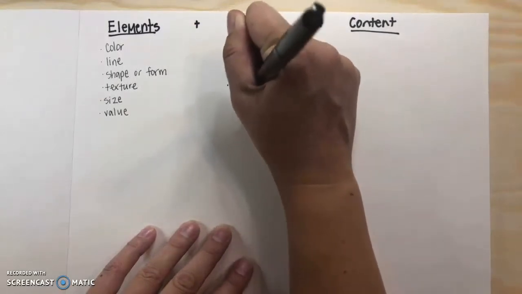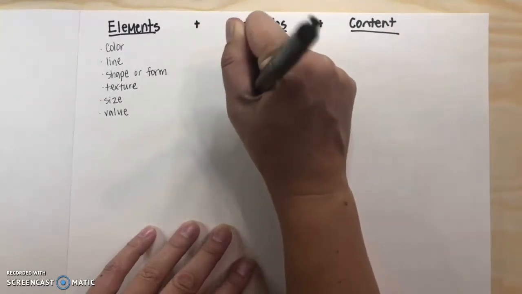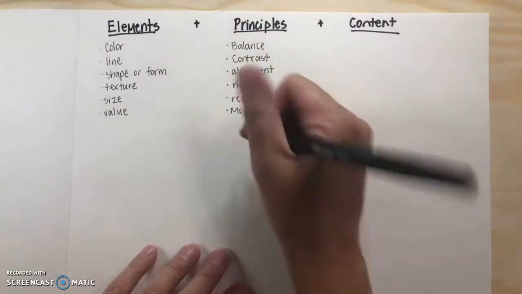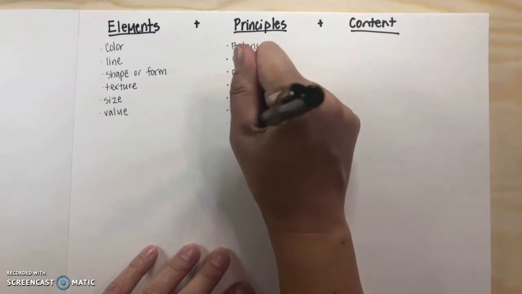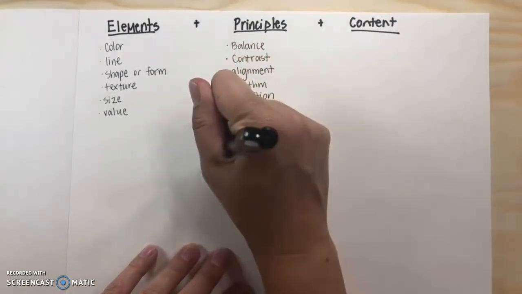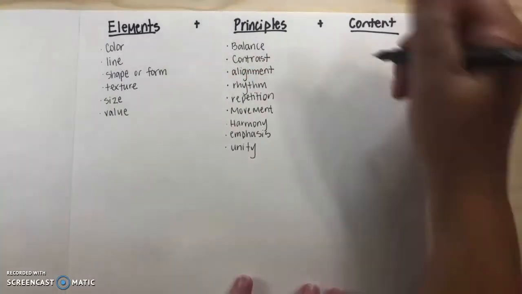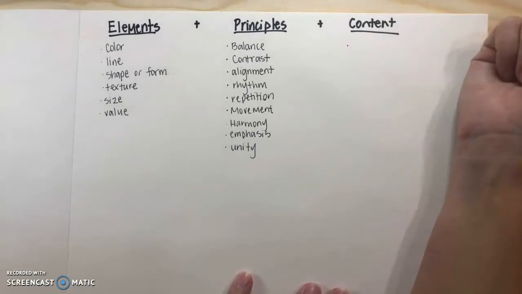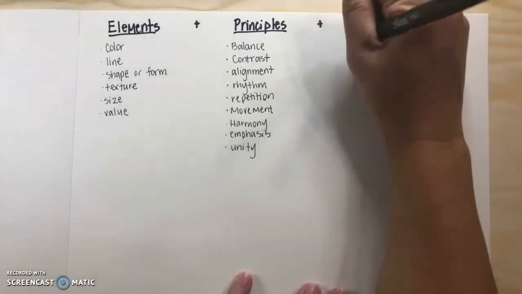that would be great. The elements, according to our graphic design standards, are color, line, shape, form, texture, size, and value. The principles are balance, contrast, alignment, rhythm, repetition, movement, harmony, emphasis, and unity.